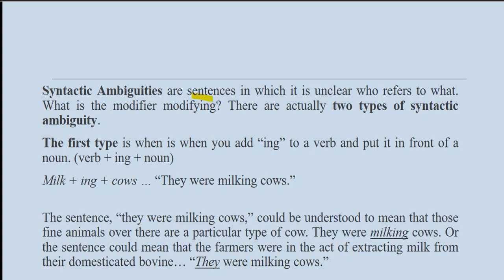And there are actually two types of syntactic ambiguity. So the first type is when you add -ing to a verb and put it in front of a noun, like milking cows. So the sentence "they are milking cows" could be understood to mean that those fine animals over there are a particular type of a cow, milking cows. Or the sentence could mean that the farmers were in the act of extracting milk from their domesticated cows, let's say. So it is an adjective, like here, milking cows, or it is a verb in a continuous tense, let's say.